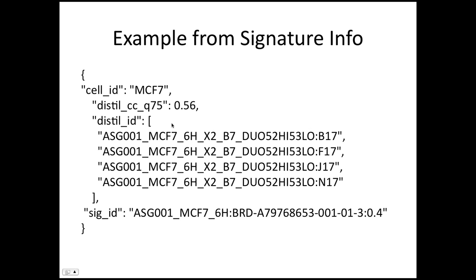So this is how a signature will look. It has a cell line, distal ID, and signature ID. It has many more fields; I just put a few fields here. Each signature comprises more than one distal ID. When they call it a signature, they aggregate all of these values and assign it to a signature. So that's how they make a signature.